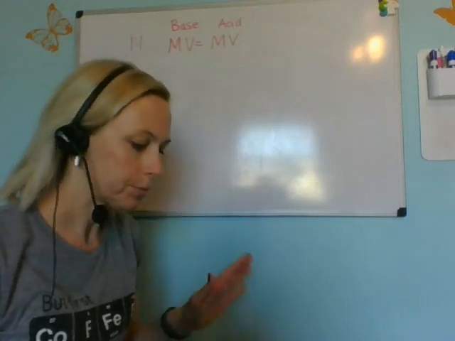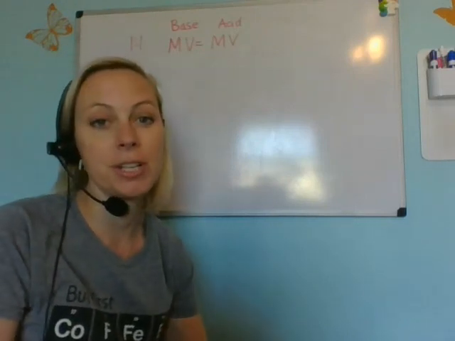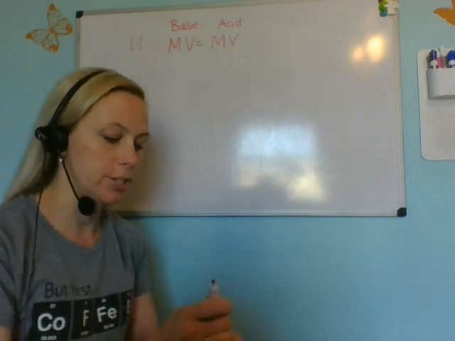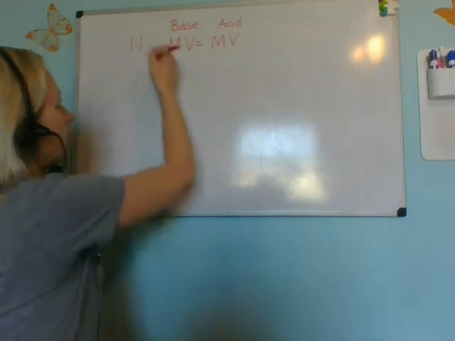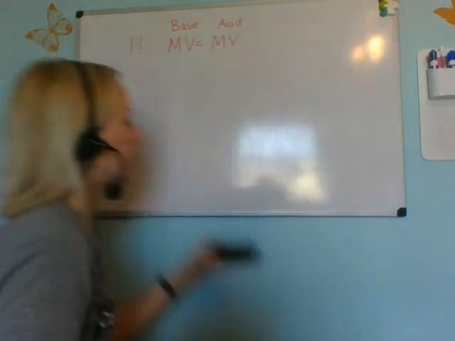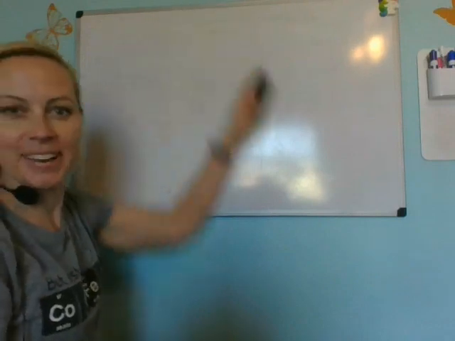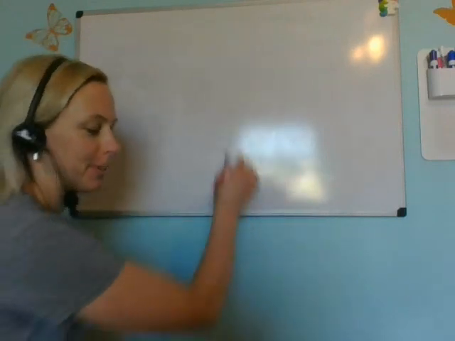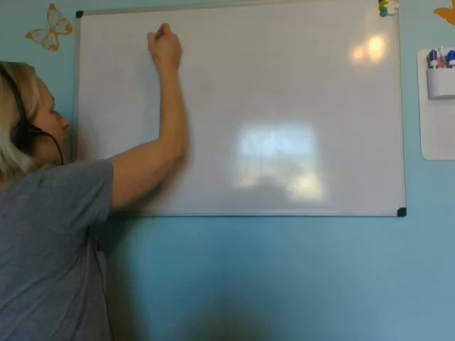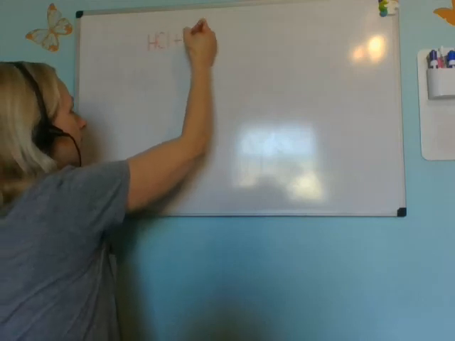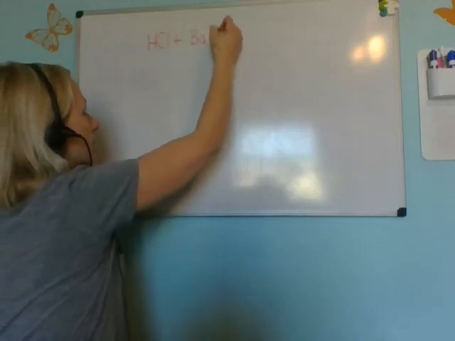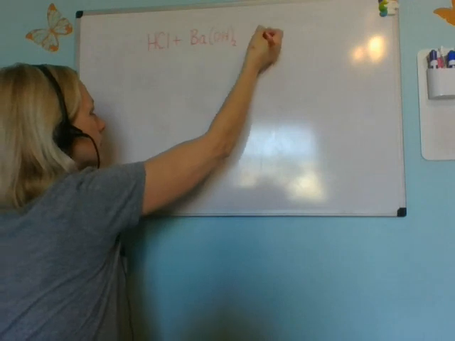When we're using the scenario that I just gave you, our first thing that we need to do is write out and balance the equation. So in my scenario, I'm going to use my scenario. I keep on looking down because I have it written down here on the floor. We're using hydrochloric acid and barium hydroxide. And that's how it's written.